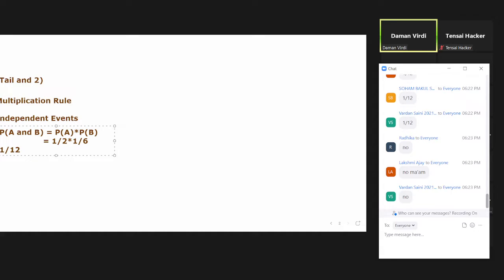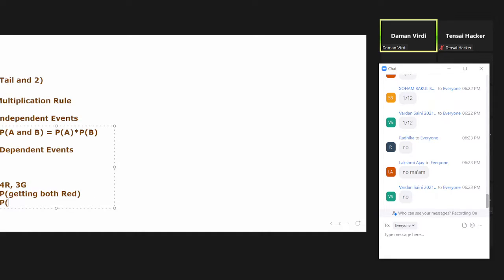Fine. The next that comes over here is dependent events. For example, if I'm having a bag having 4 red balls, 3 green balls, and I pick 2 balls. Now, what is the probability of getting both red?